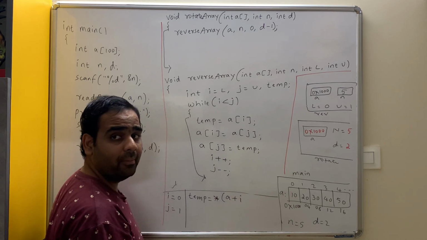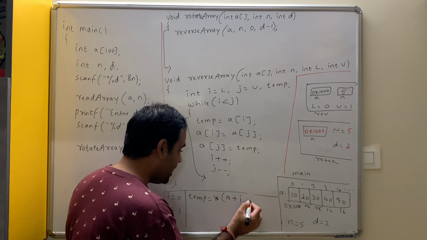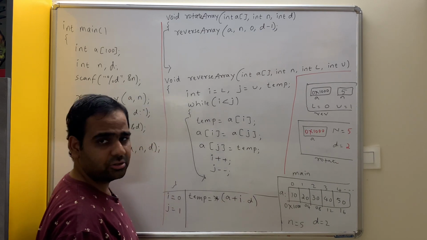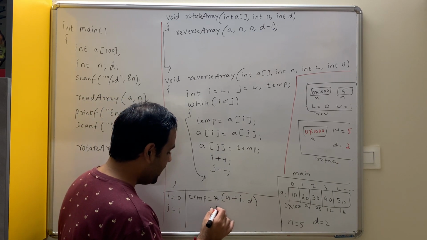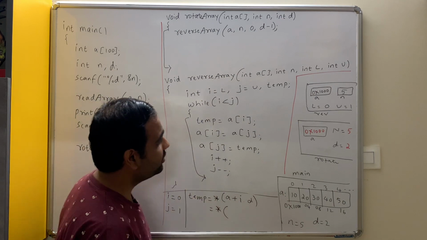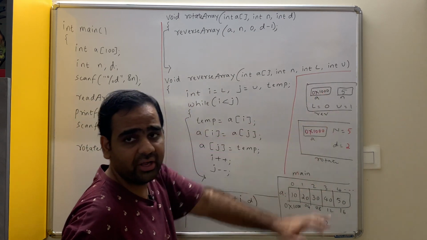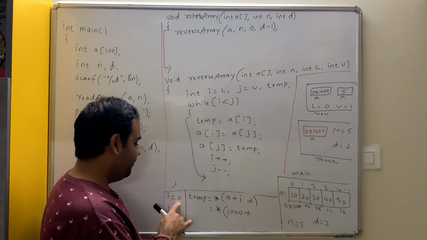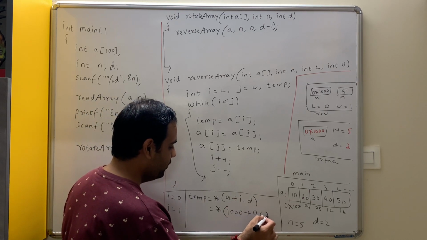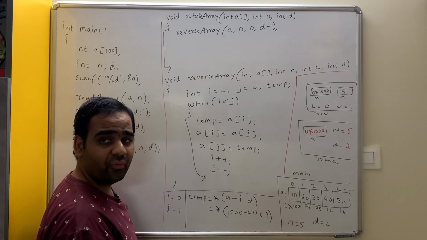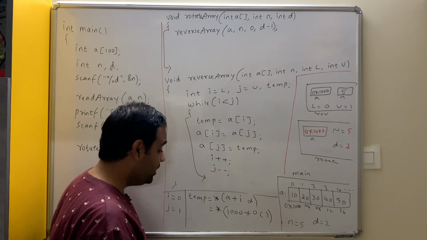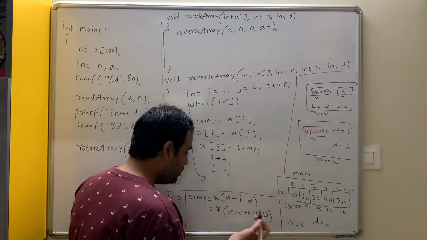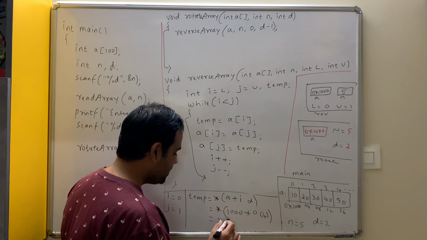And what does the compiler convert internally? Star of A plus i into d. Needless to say, this is equal to star. Now we are in the reverse array function. What is the value of A in reverse array? It is 1000 plus i. What is the value of i? 0 into d. d is the size of the array data type, because of the pointer scaling or pointer arithmetic. Now it is 4. Now this is equal to star 1000.